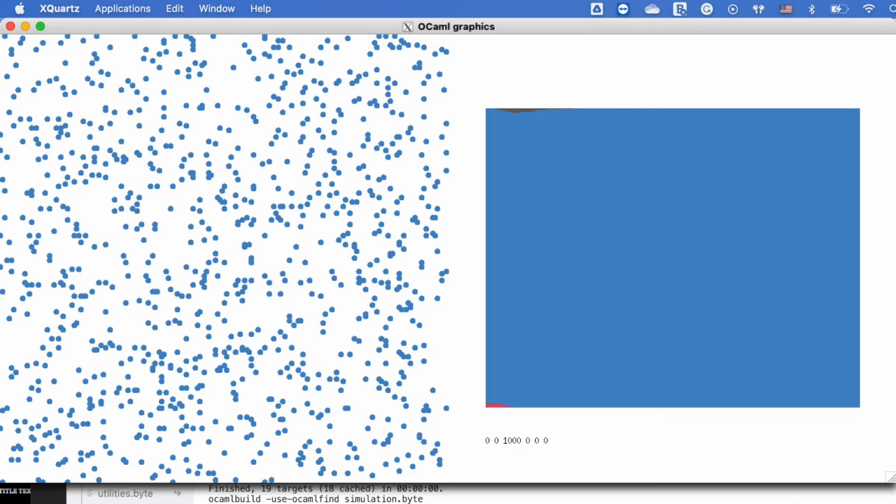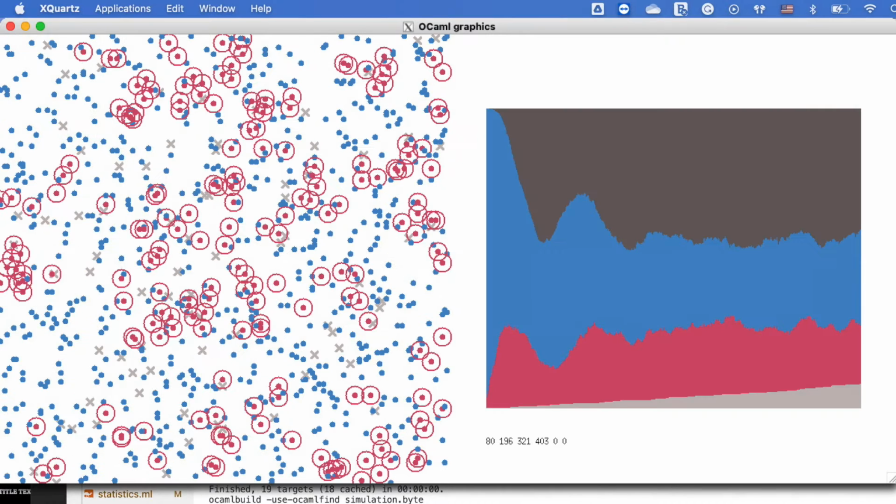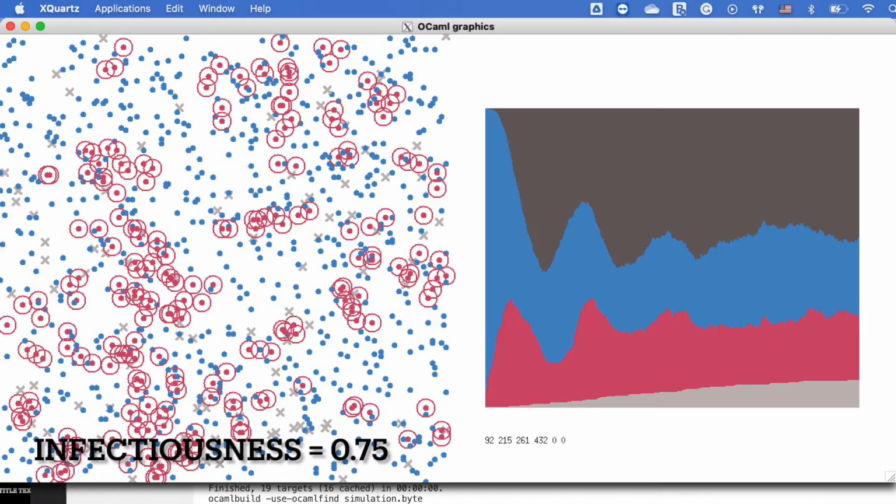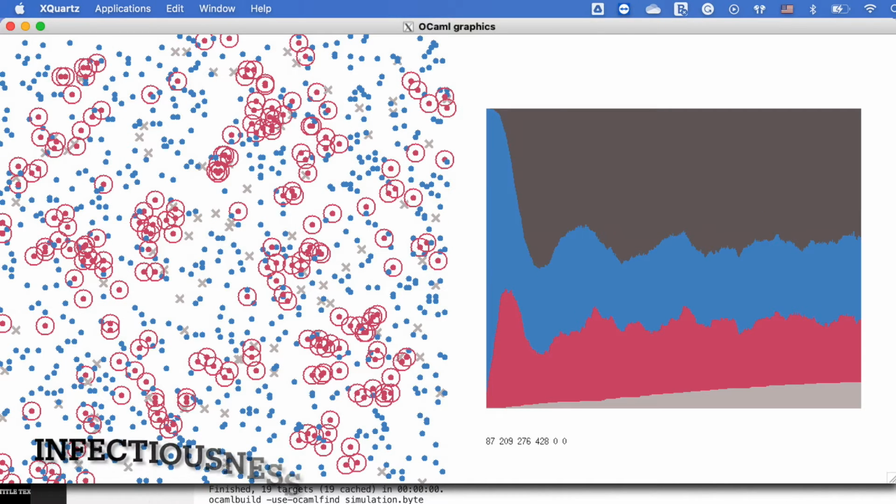And then I did the infectiousness, so it starts with 0, and this increases to 0.5, and then 0.75, and then finally 1. And so we see the difference in the graph as we increase the infectiousness as well.